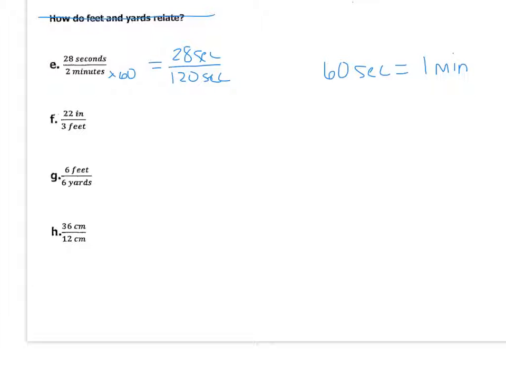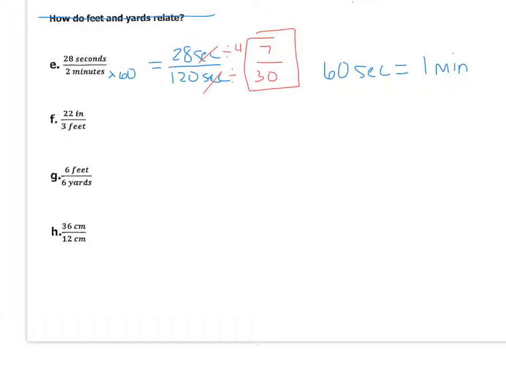So the next thing I'm going to do is cancel out my seconds, and I'm going to simplify 28 and 120. So we want to know what divides both of those. Well, to start with, I think they're both divisible by 4. 28 divided by 4 is 7, and 120 divided by 4 would be 30. And 7 over 30 does not simplify, so that is the ratio.